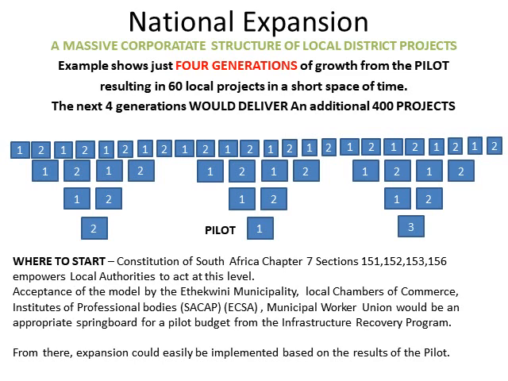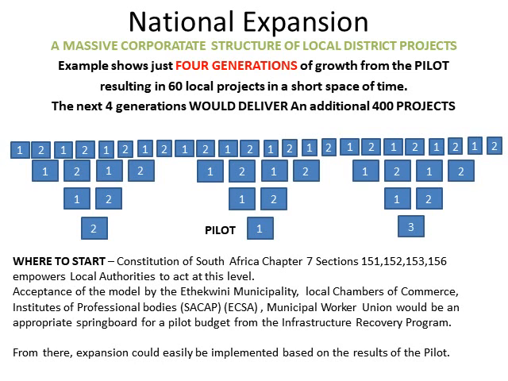So what does that look like in the longer term? In the long term, this can create by its own structure a massive corporate structure of local district projects happening all over the country. This example shows the expansion from just 4 generations of growth starting from the pilot, and it results in 60 local projects in a very short space of time. And all of those people are being trained and mentored through the previous projects. The next 4 generations after that would deliver a massive 400 additional projects.